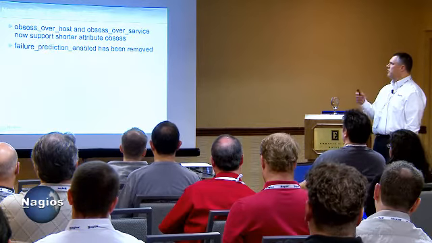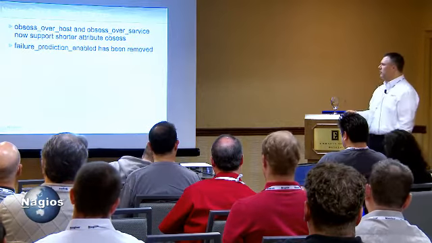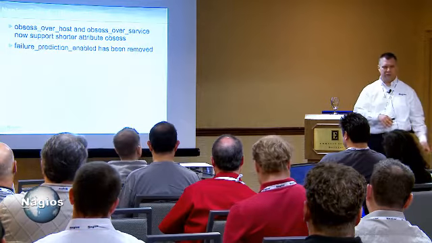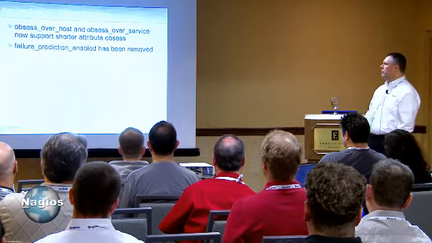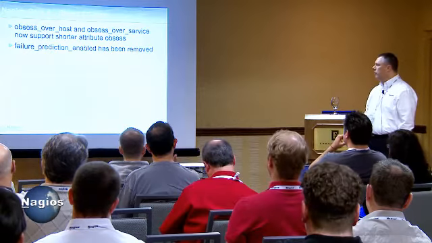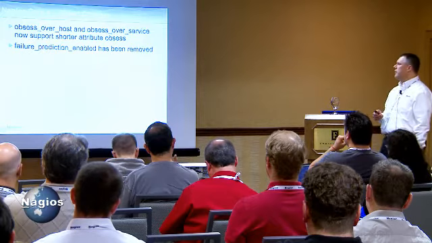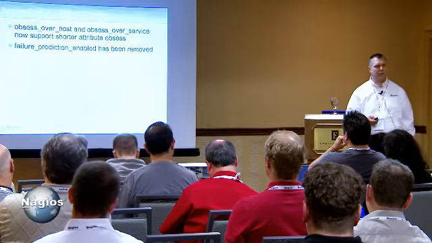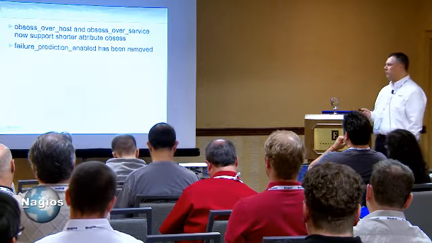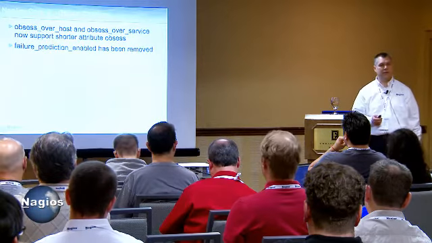There are two objects here, obsess over host, which is an attribute of a host, and obsess over service, which is an attribute of a service. Now we support the shorter attribute obsess because the host and the service were redundant. And then finally, the failure prediction enabled on hosts and services has been removed. Failure prediction was never really implemented, so it didn't make sense to have it.